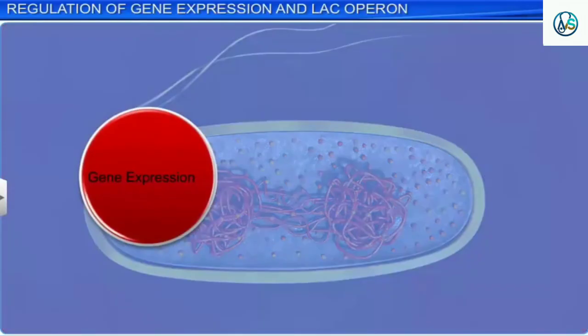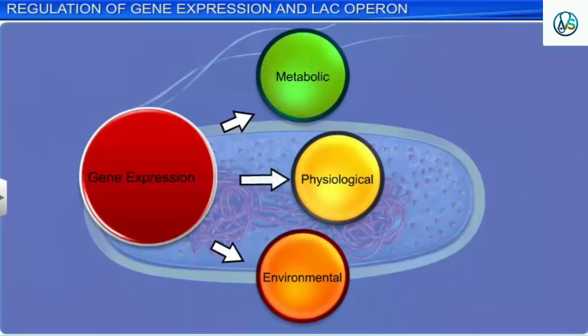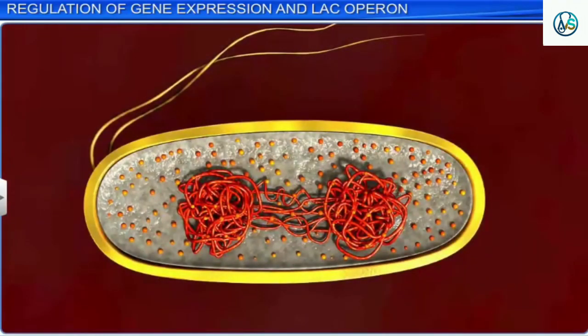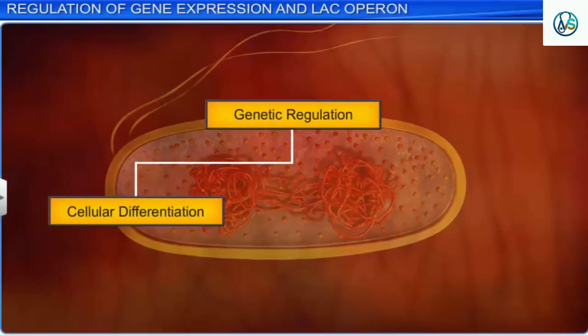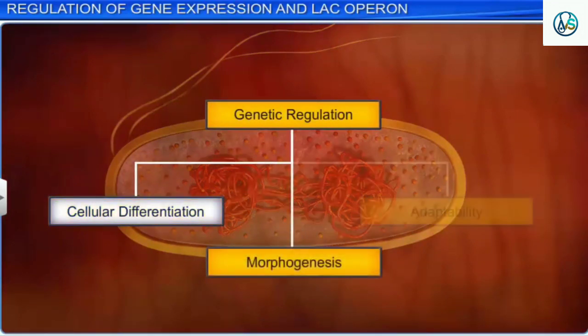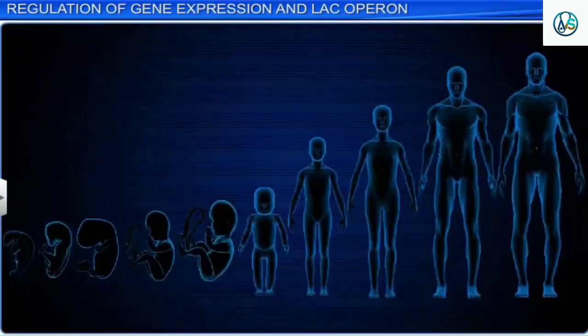This shows that gene expression depends on the metabolic, physiological, or environmental conditions that exist in the cell. Moreover, gene regulation allows the cell to control its structure and function. This is the basis of cellular differentiation, morphogenesis, and adaptability of any organism. In fact, the development and differentiation of an embryo into an adult is also the result of coordinated regulation of expression in several sets of genes.